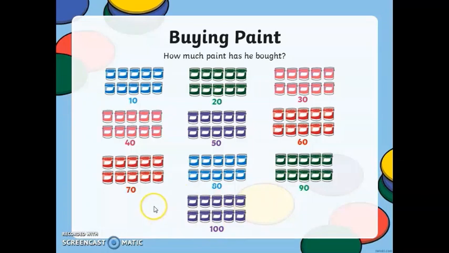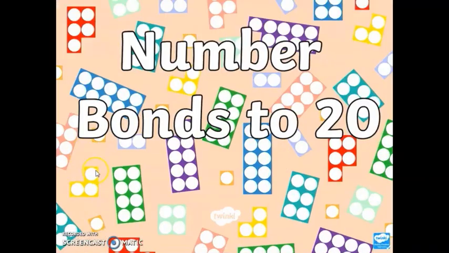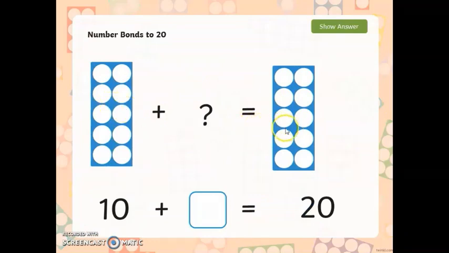Well done, students. It means Mr. Jonathan has 100 tins of paints. Good job, students. Our next activity is number bonds to 20. Dear students, I hope you all remember how we made the number bonds from 11 to 20. To do this activity, we'll use these picture representations to make the bonds from 11 to 20.